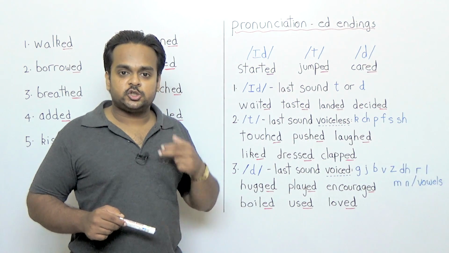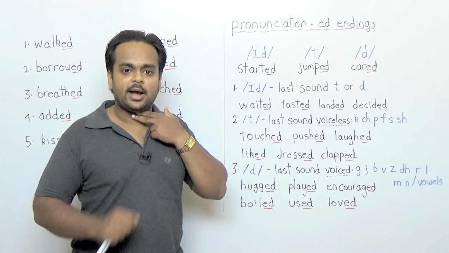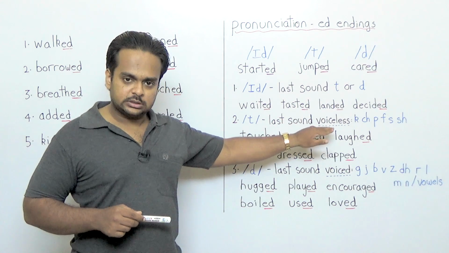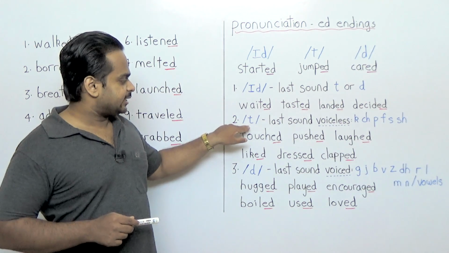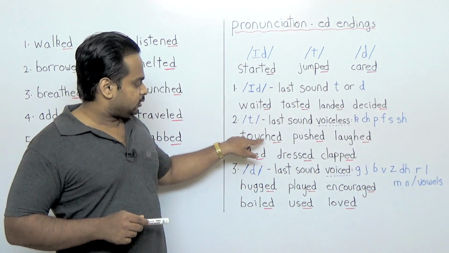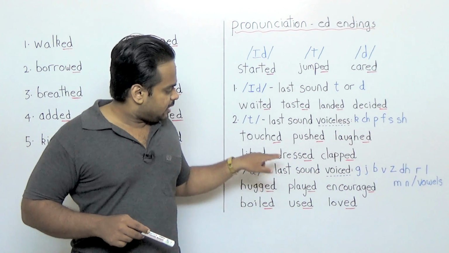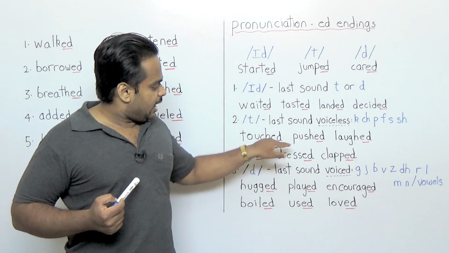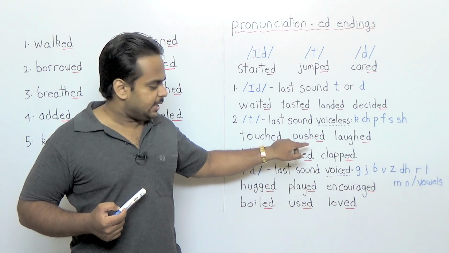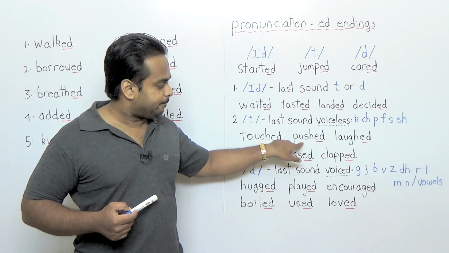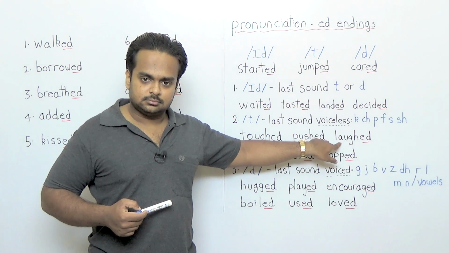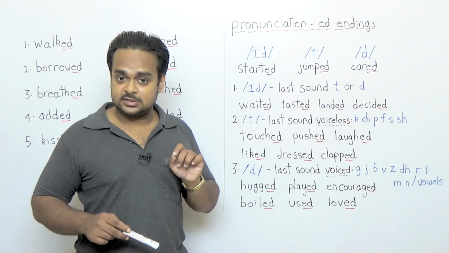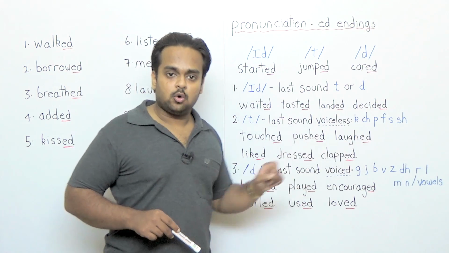Similarly, shh, like you're telling someone to be quiet. Shh, again, no voice. If the last sound in a word is voiceless, then the ed ending is pronounced t. For example, touched. This sound ch is voiceless, so touched, t. Pushed. Here the last sound is sh, so pushed. Laughed. Notice here that the last two letters are gh, but the sound is f, so laughed.